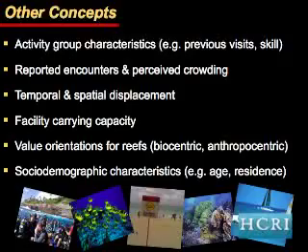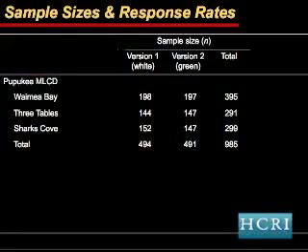So, like I said, we just finished data collection. Let's look at how many surveys we got and what our sample size and response was. I got these broken down by version 1, which is the white survey, and version 2, which is the green survey, and by sub-site and major sites. So Pupukea, Waimea Bay, close to 200 for the white, close to 200 for the green, for a total sample size of Waimea Bay of about 400.